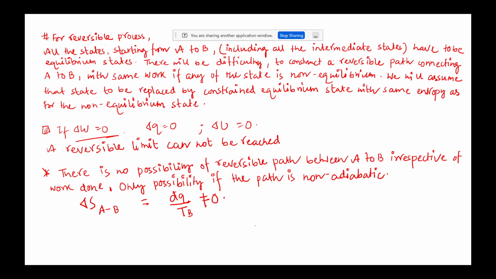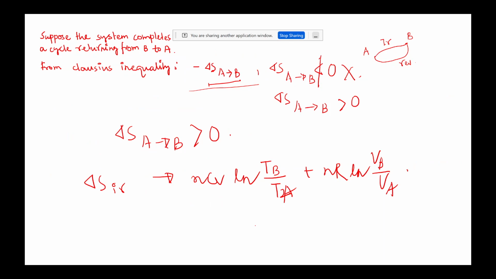So we can say that delta Q by T is not 0 because delta Q is not 0. In the irreversible path, there is no adiabatic reversible counterpart of that irreversible adiabatic process. So there should be some delta Q. So that should be greater or less than 0. Now, whether that is positive or negative, that can be decided from the Clausius statement.